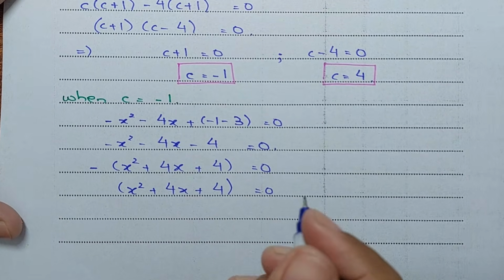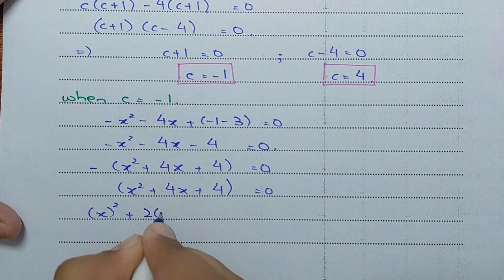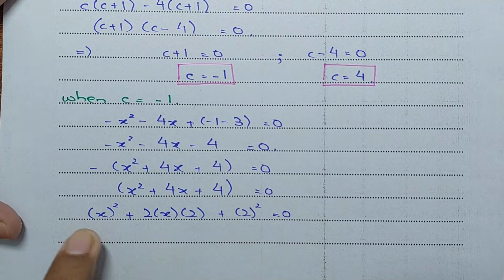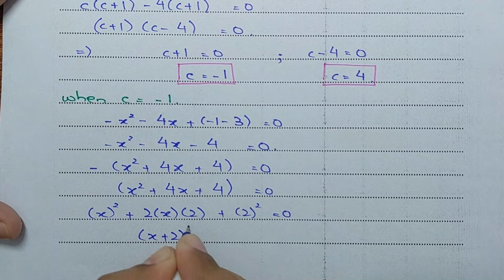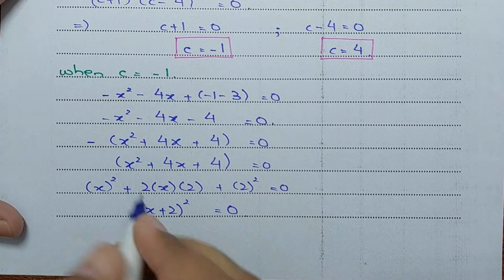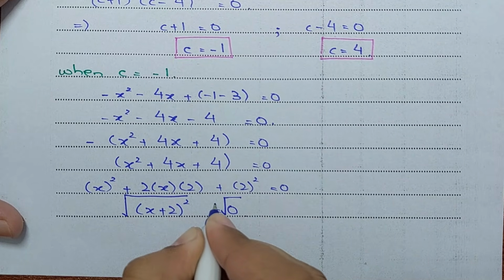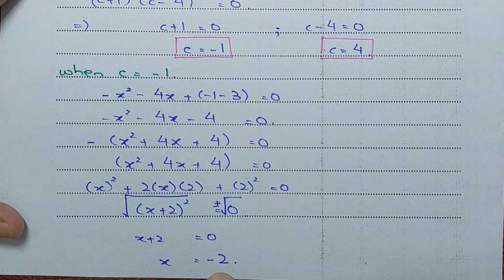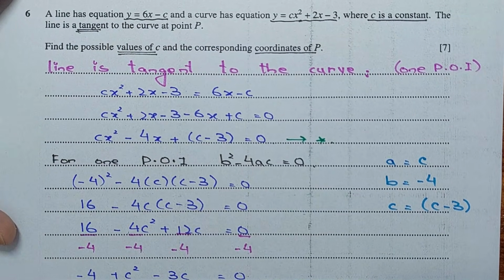Now this is x square plus 2x into 2 plus 2 square equals to 0. A square plus 2ab plus b square. This is x plus 2 whole square. Or taking a square root on both sides to solve for x. This is with plus 0 and minus 0. So x plus 2 would be equals to 0. The x coordinate is negative 2. When the x coordinate is negative 2, just substitute the x and the c value in the line, you get the y coordinate.